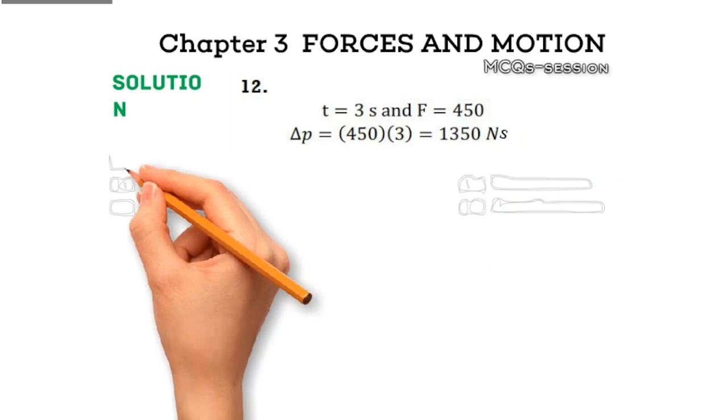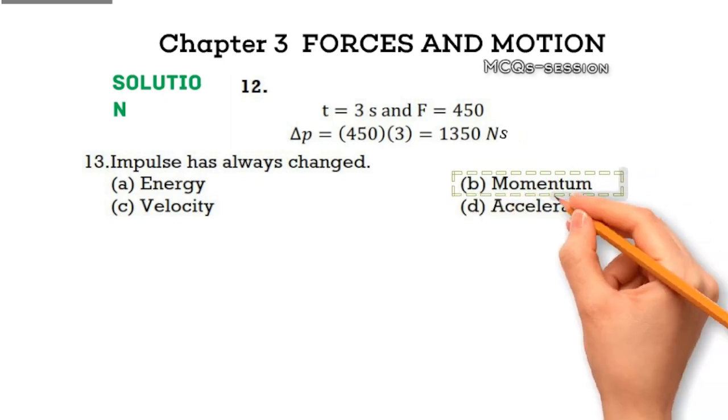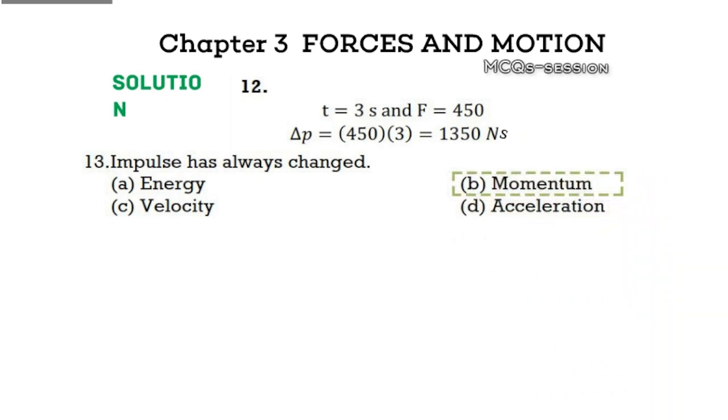Question 13. Impulse is always the change in: Options: A. Energy, B. Momentum, C. Velocity, D. Acceleration. Pause the video and guess the correct answer. The correct answer is B. Momentum. Explanation: impulse equals the change in momentum. It doesn't directly measure changes in energy or velocity.